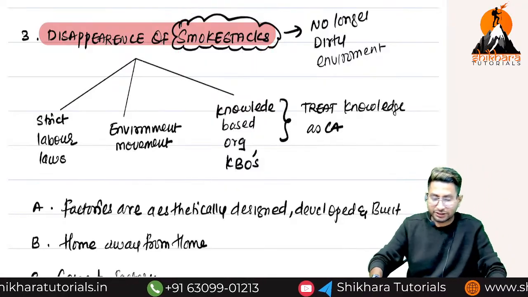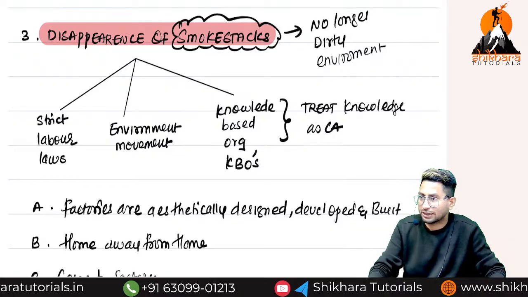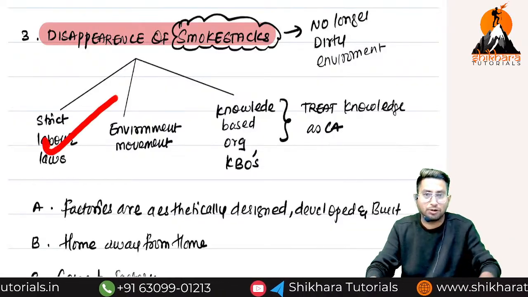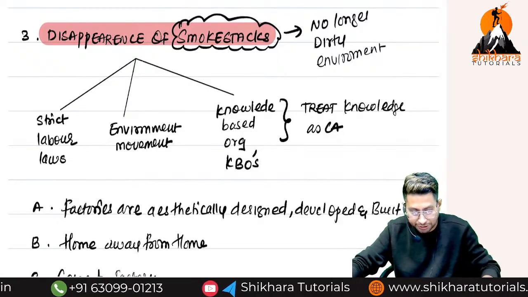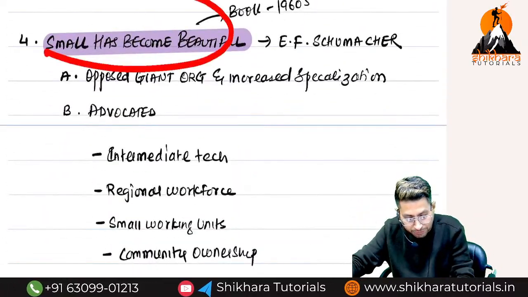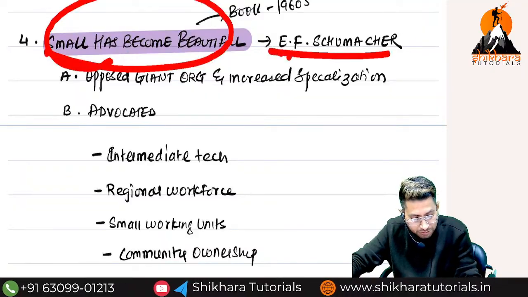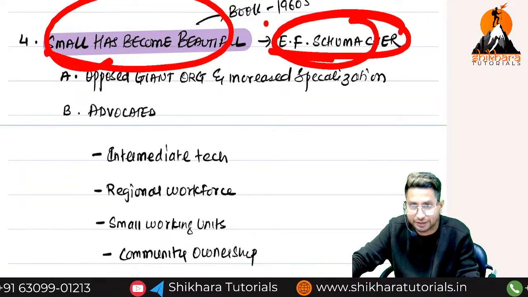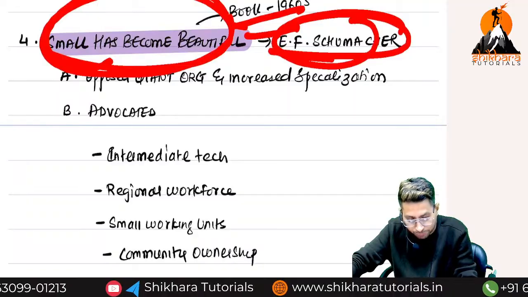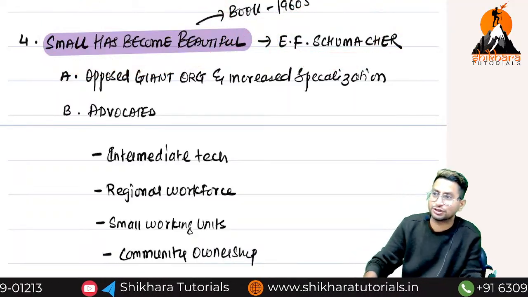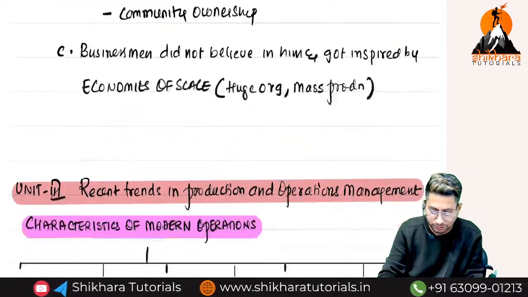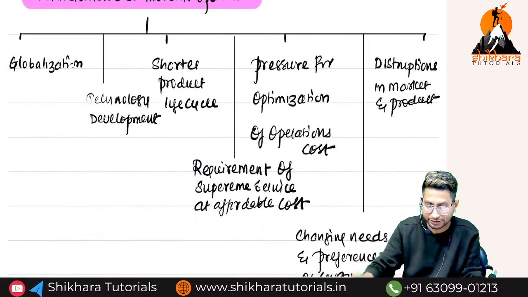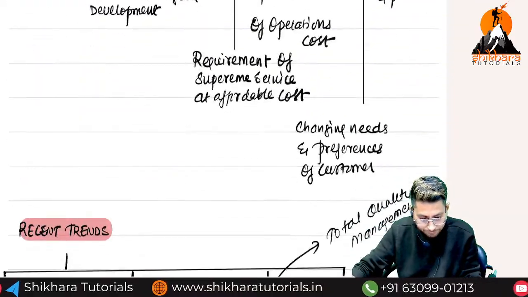Plus, smokestack means exploitation of labor. Is it happening nowadays or not? It is not happening. Why? Because of strong labor laws, and knowledge is becoming more and more in every person, whether educated or uneducated. Plus, small has become beautiful. This is a book written by whom? E.F. Schumacher in the 1960s. According to this book, this fellow asked you to maintain a small business rather than start a large organization. But did businessmen listen to that fellow? No.